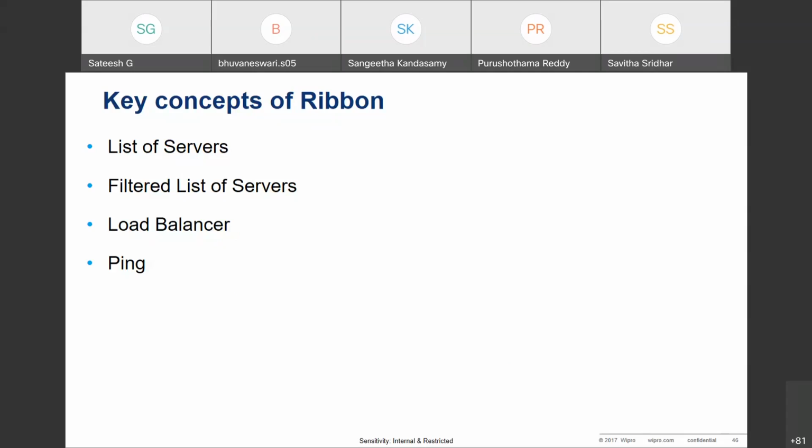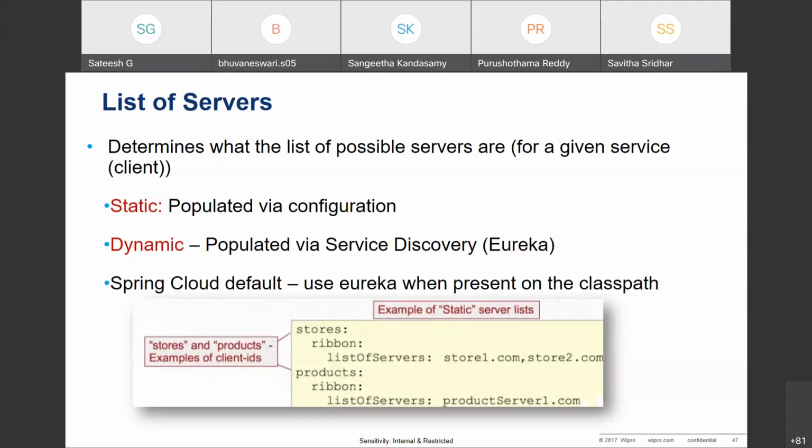Now, talking a little more about each of these concepts. First is, what about list of servers? As the name itself suggests, and as I've just described, list of servers determines what is the probable list of servers where the given instance is found. There are 2 broader ways you can configure this list of servers. One is a static way, where, as the name suggests, you are manually populating the static list of servers via your configuration file. This is one manual way of doing it.